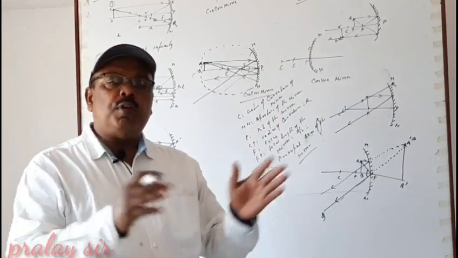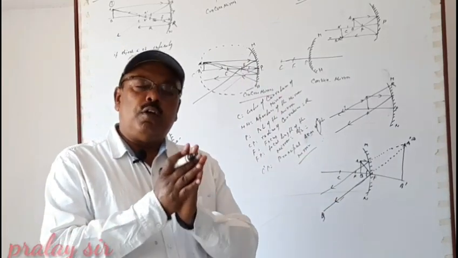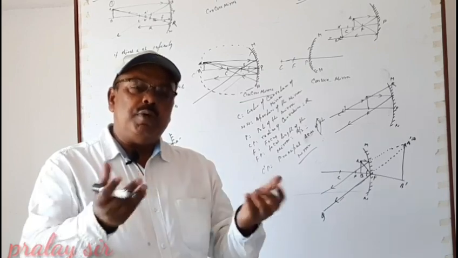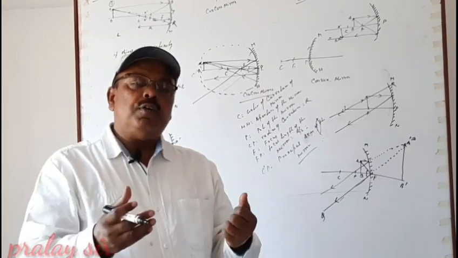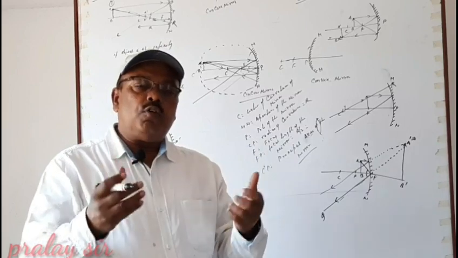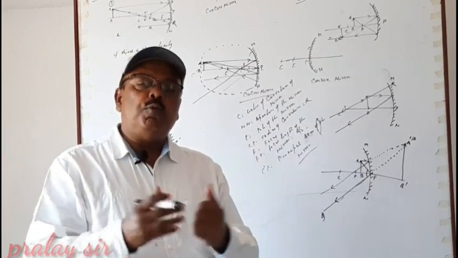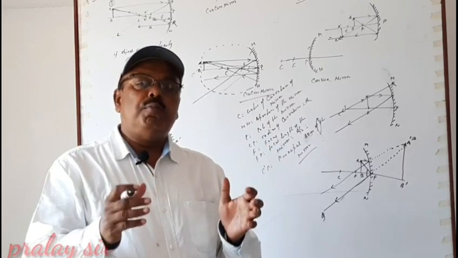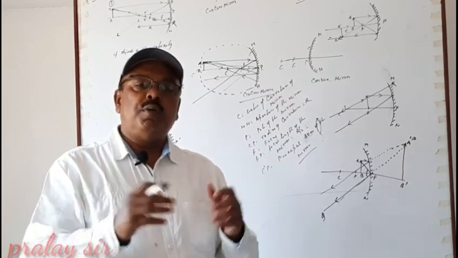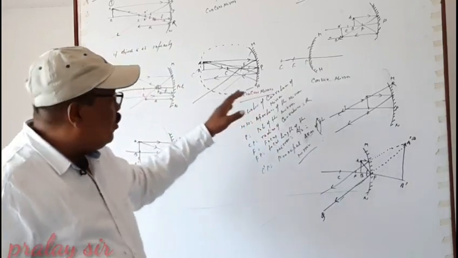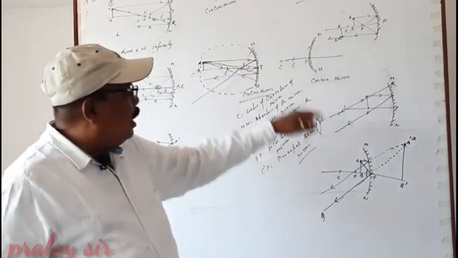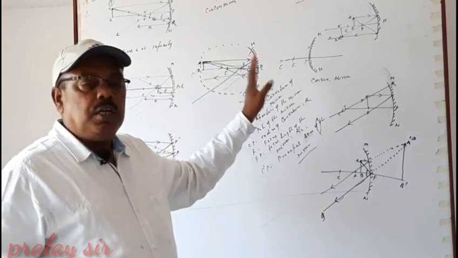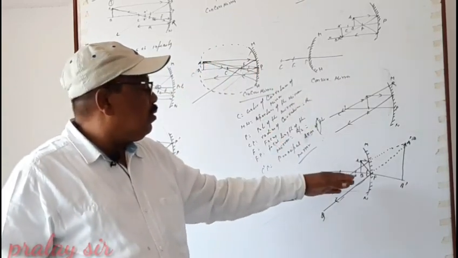The difference between real and virtual image is that we can take a real image on a screen, but we are not able to take a virtual image on a screen. This is the major difference between real and virtual image. In all the cases 1, 2, 3, 4, 5, images are real, inverted, but here is the case.